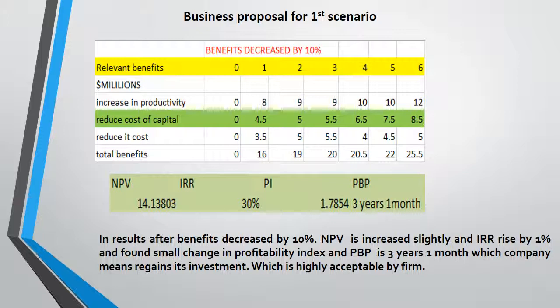After decreasing benefits by 10%, NPV, IRR, and profitability index are slightly changed compared to the base year data, and the payback period is 3 years 1 month. The result shows that this project is acceptable to the company.